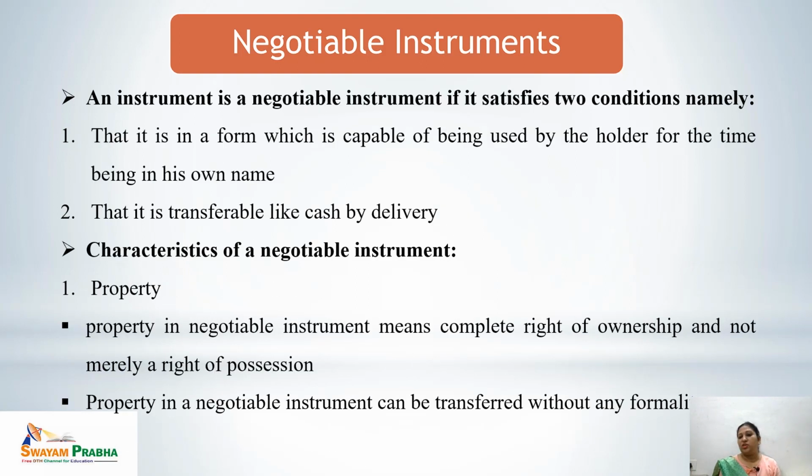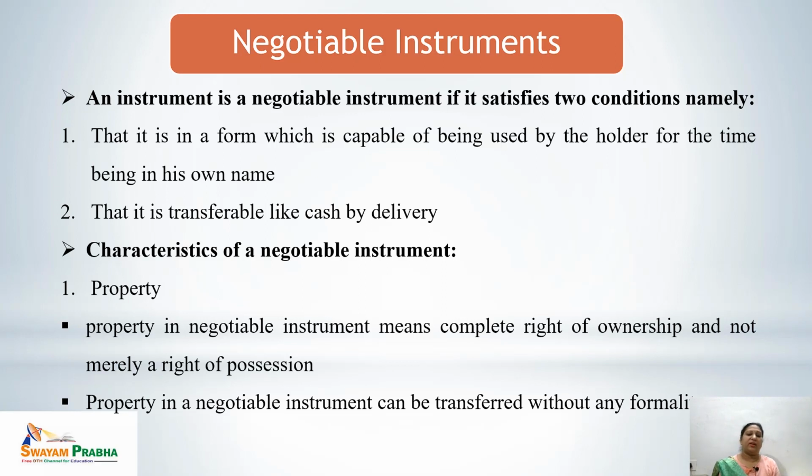When two conditions are satisfied, we can say that this instrument is a negotiable instrument. So let's read those two conditions: that it is in a form which is capable of being used by the holder for the time being in his own name. That means a negotiable instrument is that instrument which can be used by the holder in his own name, and this is transferable like cash by delivery. This is the main feature of any negotiable instrument. That means it is readily transferable, like we can transfer cash by delivery to another person.